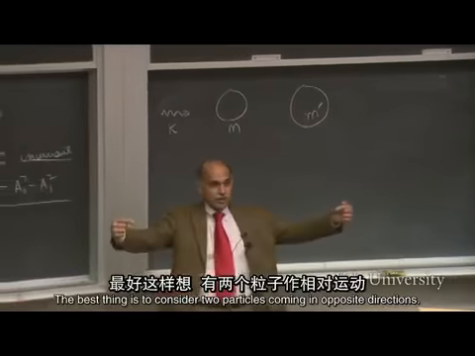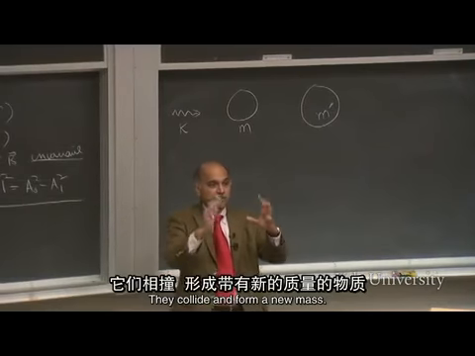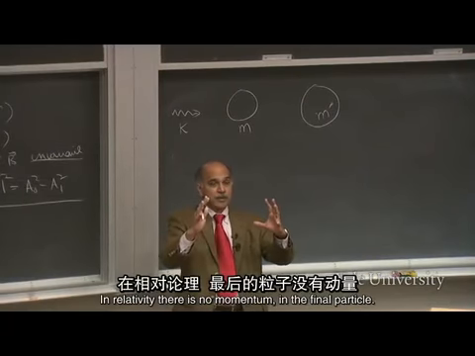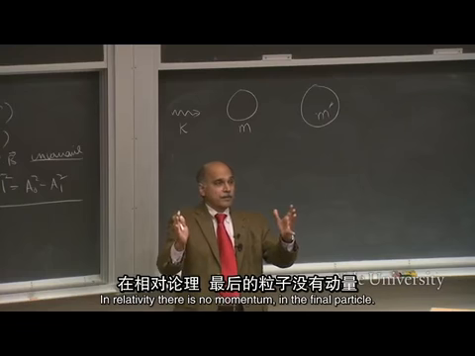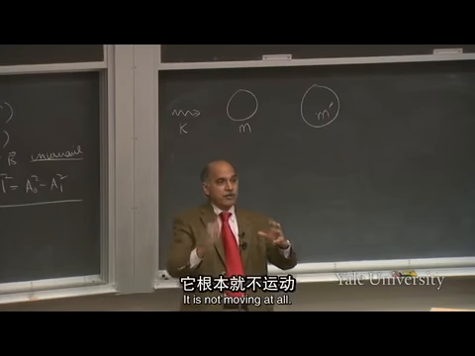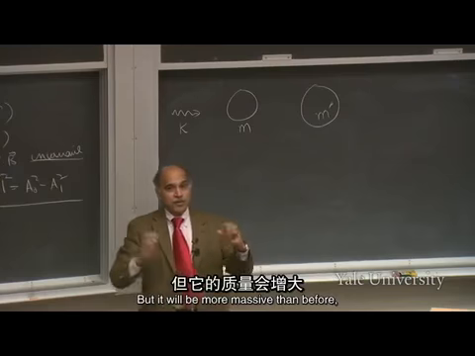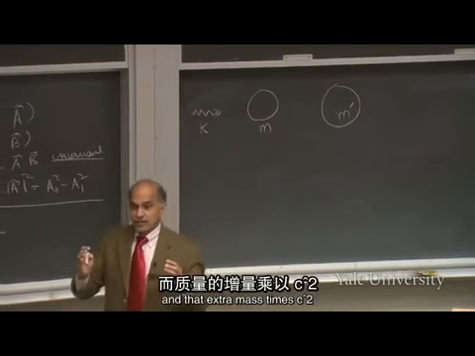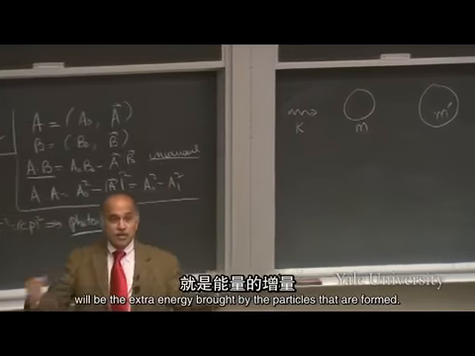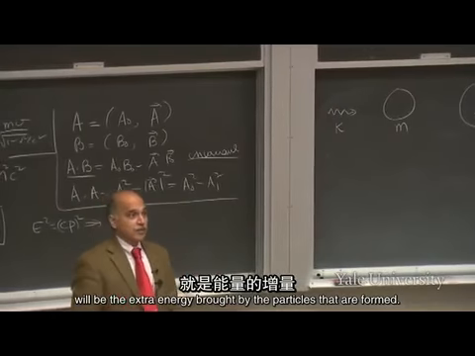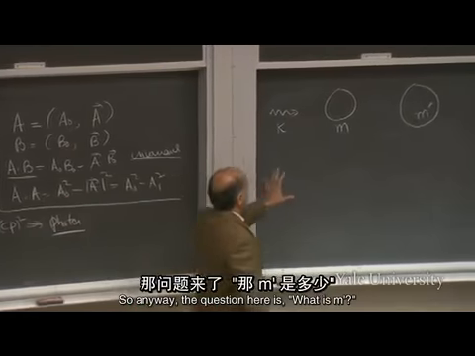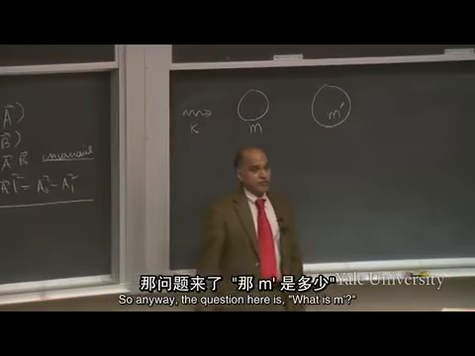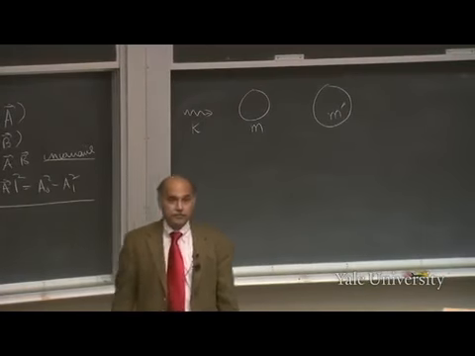The best thing is to consider two particles coming in opposite directions. They collide and form a new mass. In relativity, there is no momentum in the final particle. It's not moving at all. But it will be more massive than before, and that extra mass times c squared will be the extra energy brought by the particles that formed it. So anyway, the question here is, what is m prime? That's what we have to figure out.